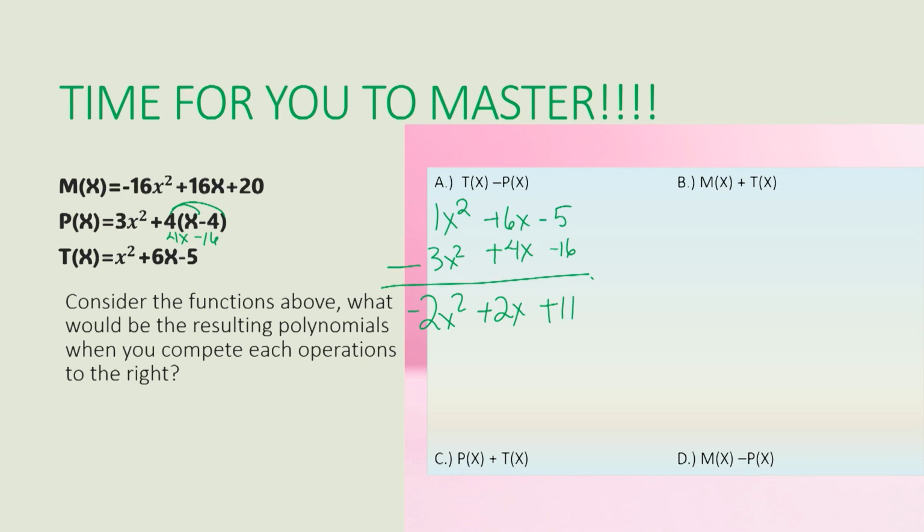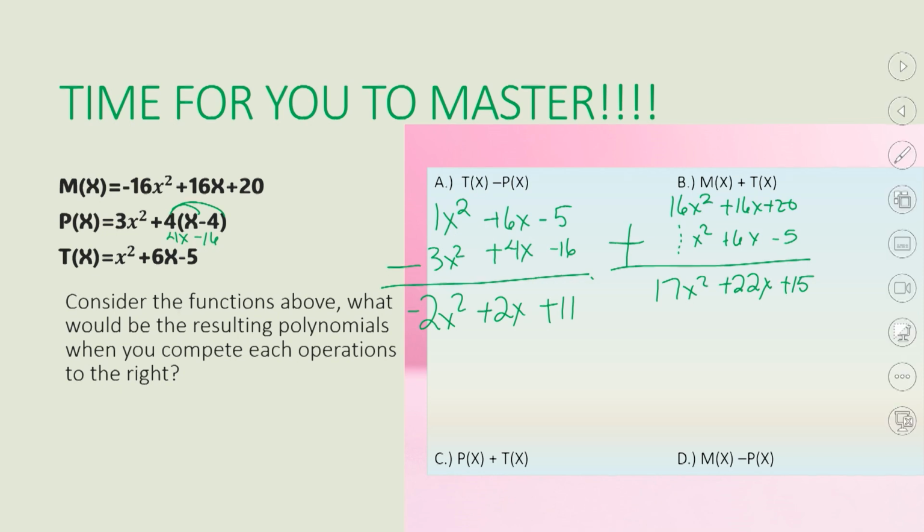Let's look at the next one. I have 16x squared plus 16x plus 20, and I'm adding x squared plus 6x minus 5, putting my 1 there just for a place value. 16 plus 1 is 17x squared. 16 plus 6 is 22x. 20 plus a negative 5 is going to be a positive 15. Awesome. You were doing great.